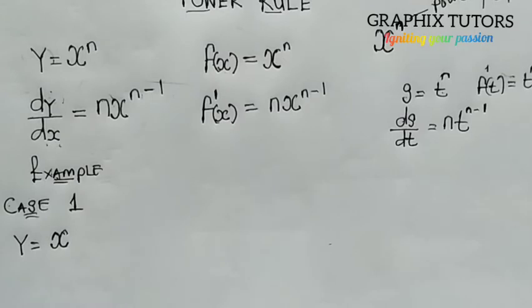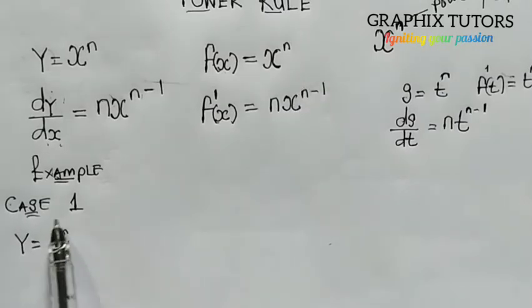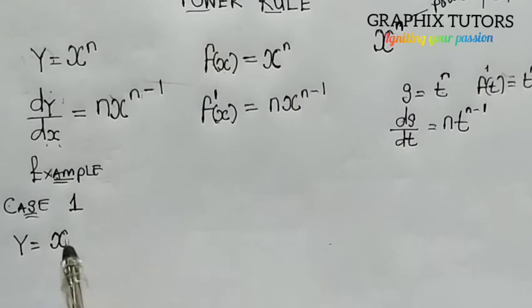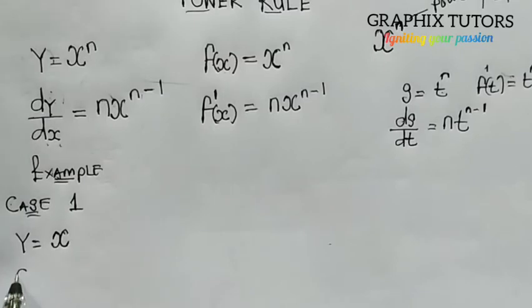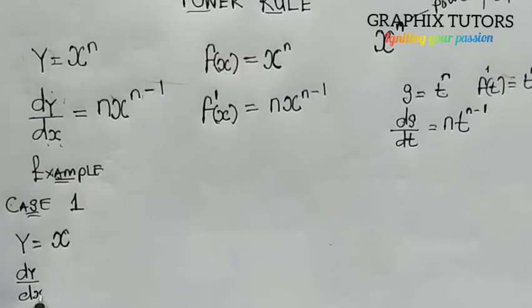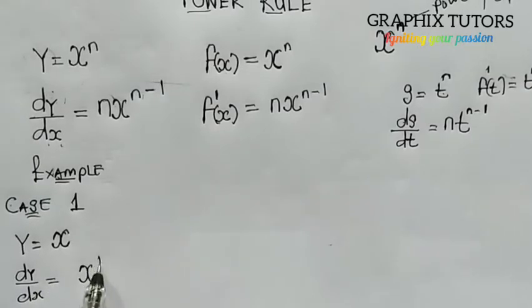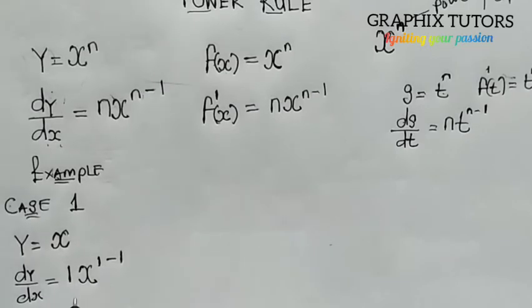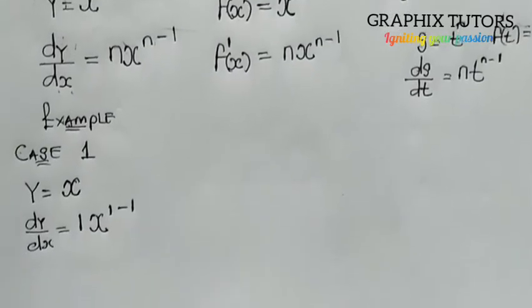Y equals x. Now, looking at it this way doesn't mean there is nothing here. We say it's power rule. Now, you ask yourself the question, what is the power of x here? We know the power of x here is 1. This is not written, so it is 1. So, similarly, it means that my dy over dx is equal to, once I write my x down, the power will come down. Then I'm going to subtract 1 from it.